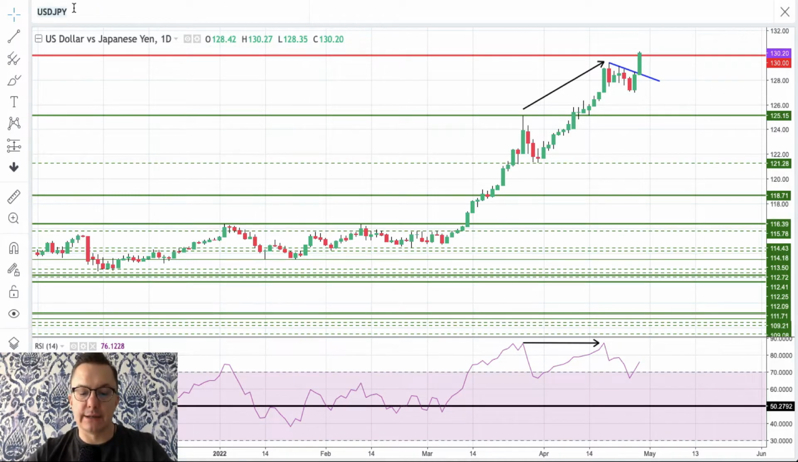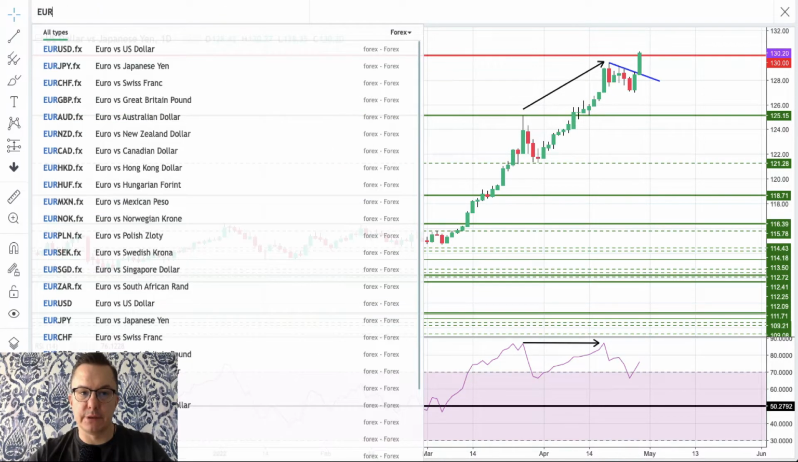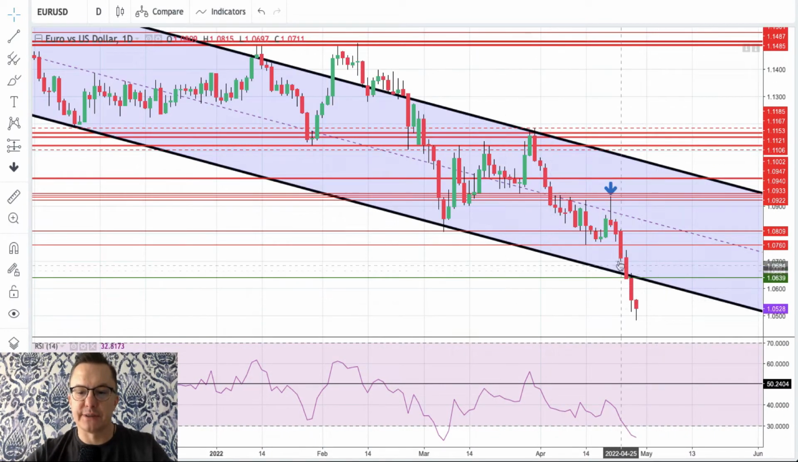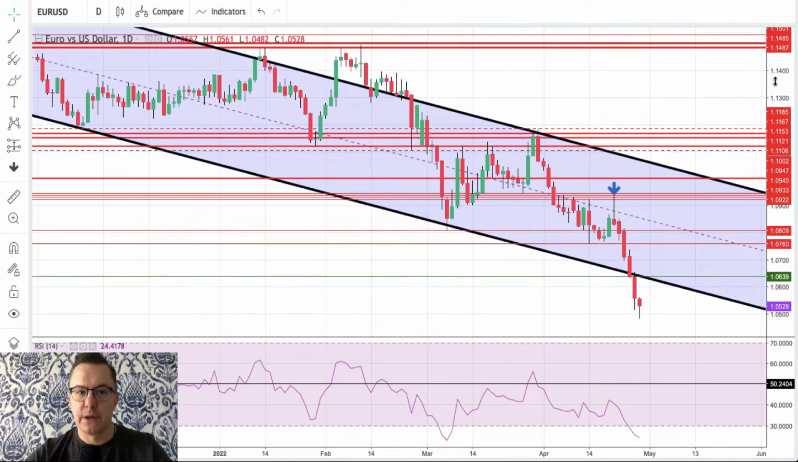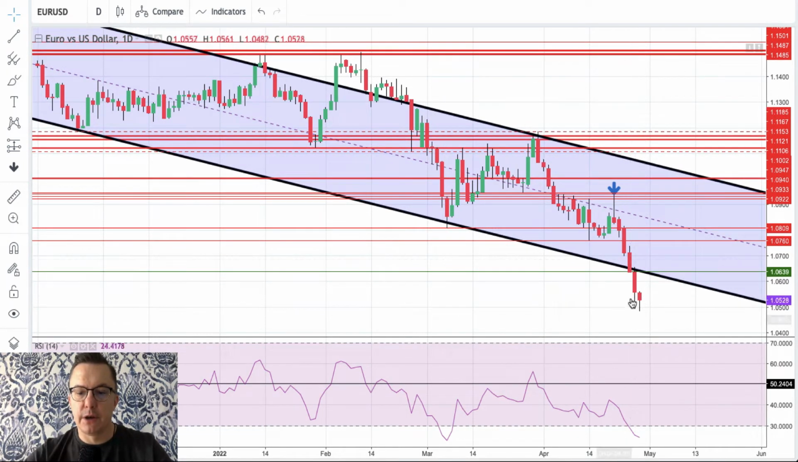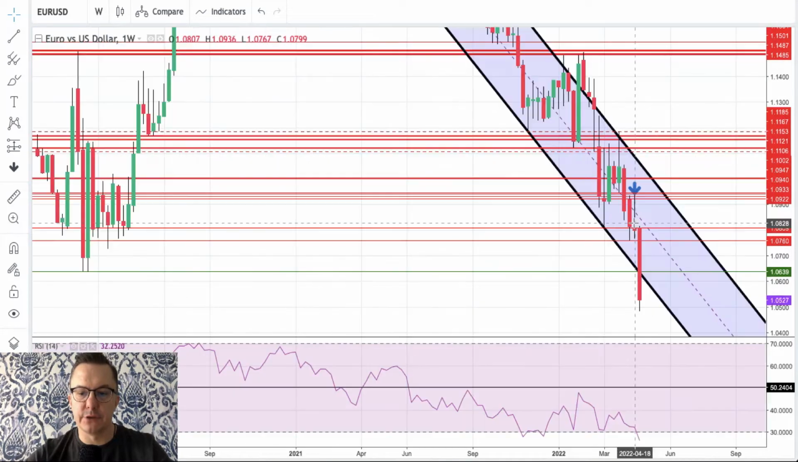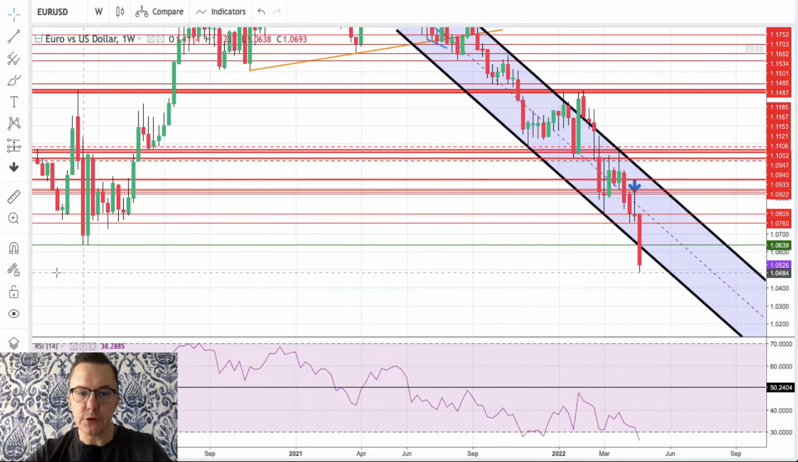Let's take a look at the euro to the dollar, because it's very interesting to see something on this chart. As you can see, we are out of the channel on the daily time frame chart of the euro dollar. We are trending lower and lower. So let's just take a look at the weekly time frame chart, because we don't have any technical support now. We broke below the support from the 2020.